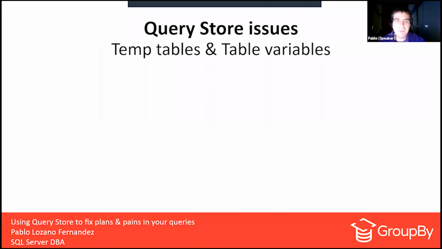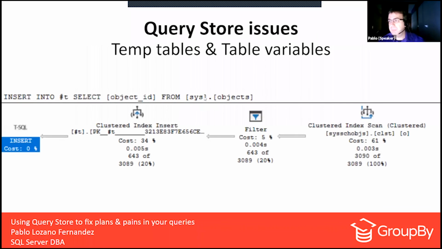Okay, some of the issues that Query Store has: temporal tables and table variables. Here you can see that the query is a very simple one, and notice the index name. It's one of the auto-generated ones, so it will change every time. If you try to force this plan, SQL Server will not always use the same plan because of this. It also doesn't ever again use the same plan.